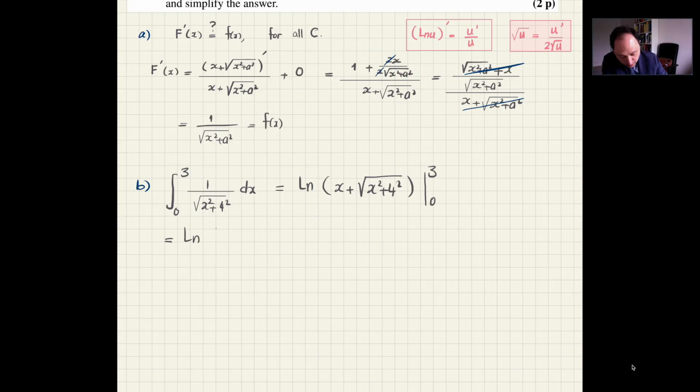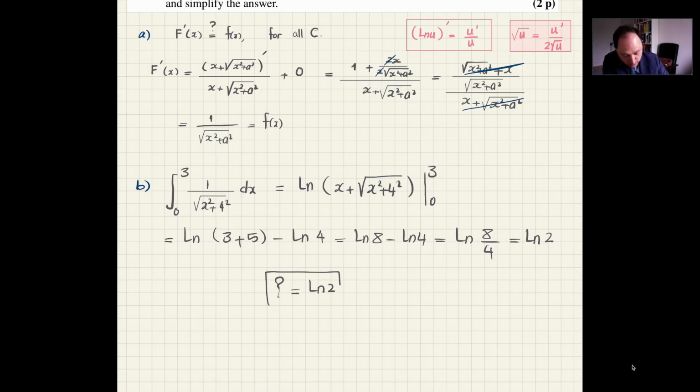So this becomes ln of 3 plus, and then if I put 3 here, 9 plus 16, 25, square root of 25 is 5, minus ln of, when I put 0, it becomes 4. So this becomes ln of 8 minus ln of 4, which I prefer to write as ln of 8 over 4, and this can be simplified as ln of 2. So here the value of this definite integral is ln of 2.